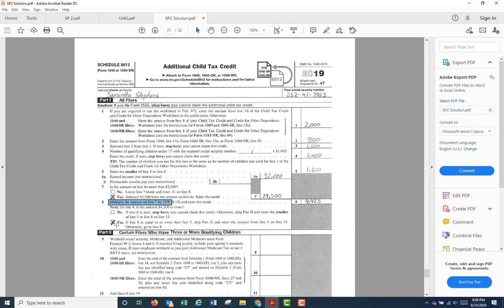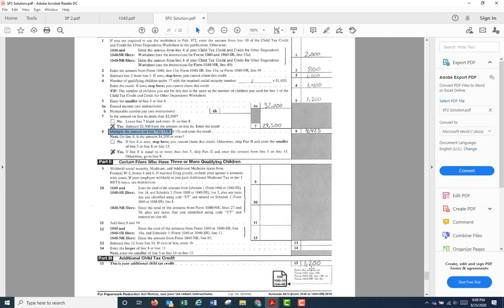That's why in line 8, we check off yes if line 8 is equal to or more than line 5. Then skip part 2. Enter the amount from line 5 on line 15. Here's line 15, $1,200. This amount then is carried over to line 18B as per instruction here. 18B reports the additional child tax credit. And remember, this additional child tax credit is a refundable credit.